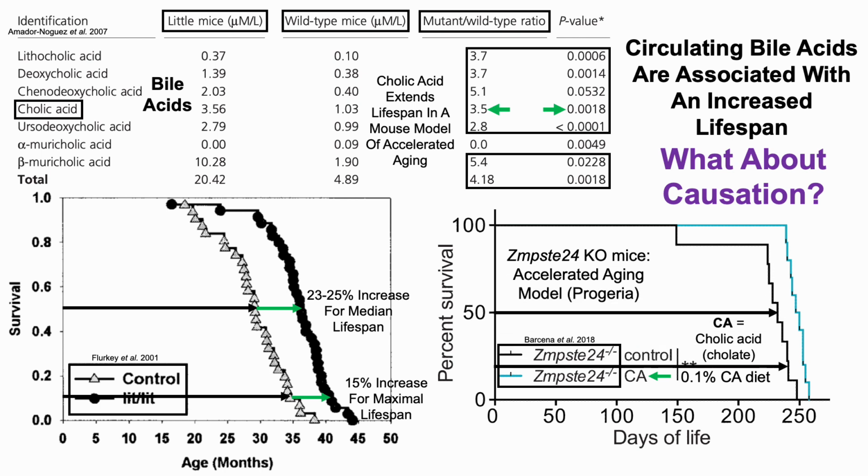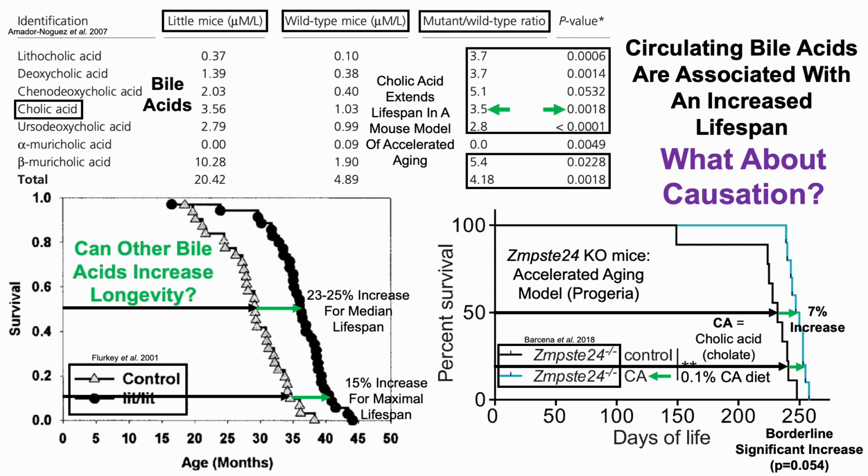And what we can see by looking at median, so 50% survival, and maximum survival, which was defined as 20% survival. So in this study, it was 80% of the colony had died, only 20% was still alive. We can see a significant increase by 7% for median lifespan and a borderline significant increase for maximum lifespan, with the p-value for maximum lifespan being right at the borders. P-value equals 0.054.